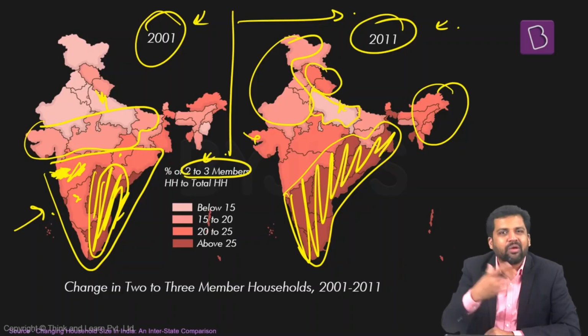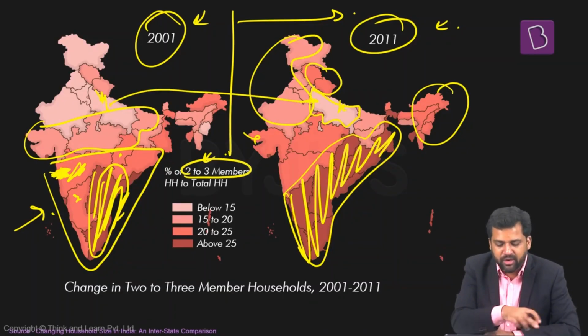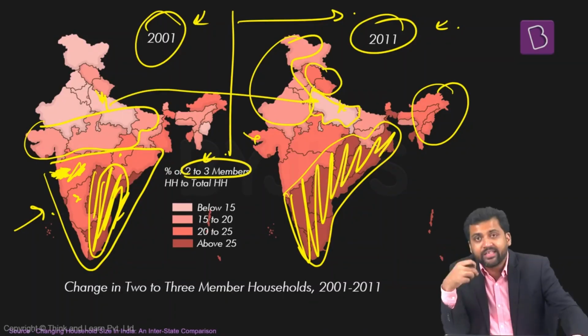So in UP again, you have maybe a large number of joint families. It seems more or less the same, right? Same color shade. In many other places, you see a transition in the color shade. Another way to look at it.